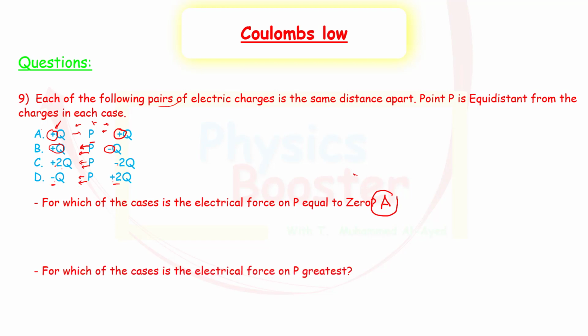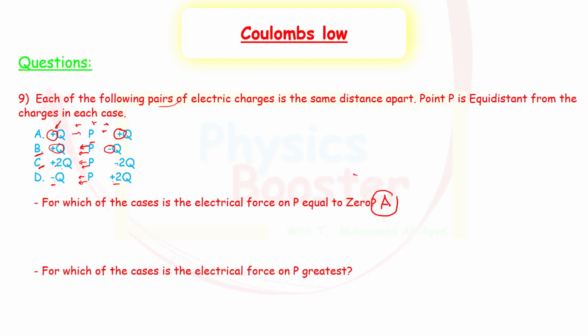For which of the cases is the electrical force on P the greatest? Okay, so we know it's not A because A cancels the force. Let's look at B. It's being pulled by a positive charge. It's being repelled by a negative charge. Okay, well, that could be an answer. Let's look at C. It's being pulled by double the charge, and it's being repelled by double the charge. So this can be an answer.